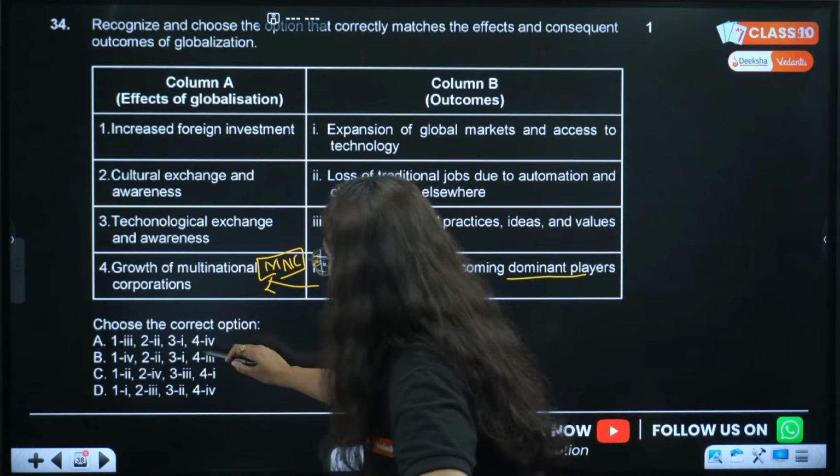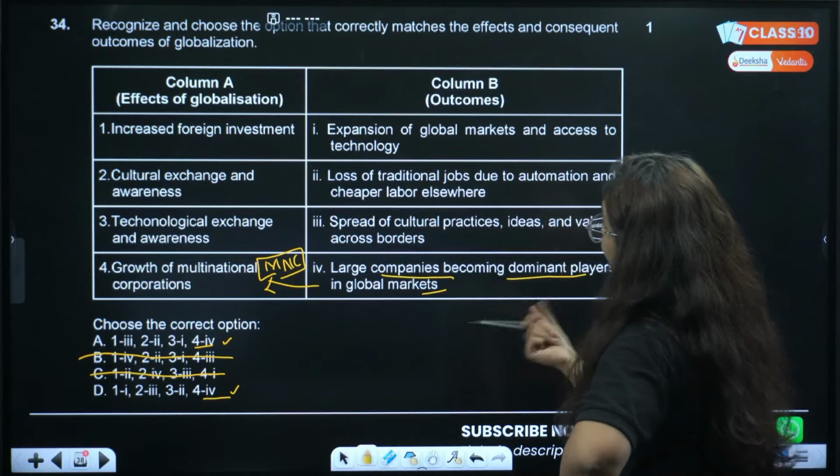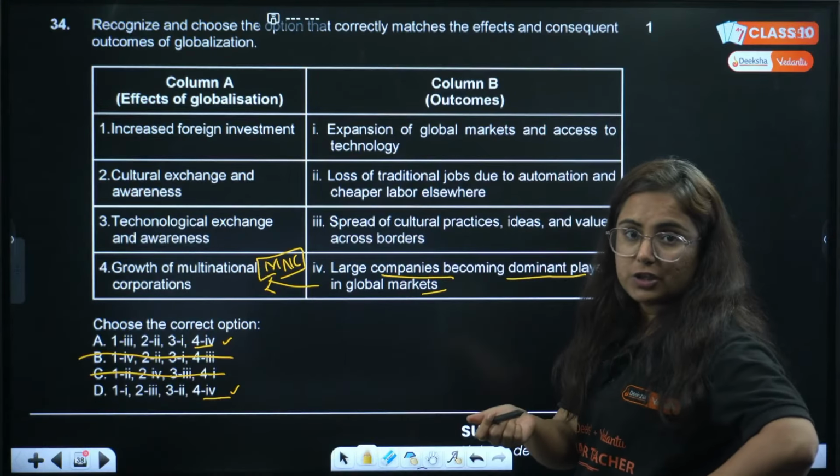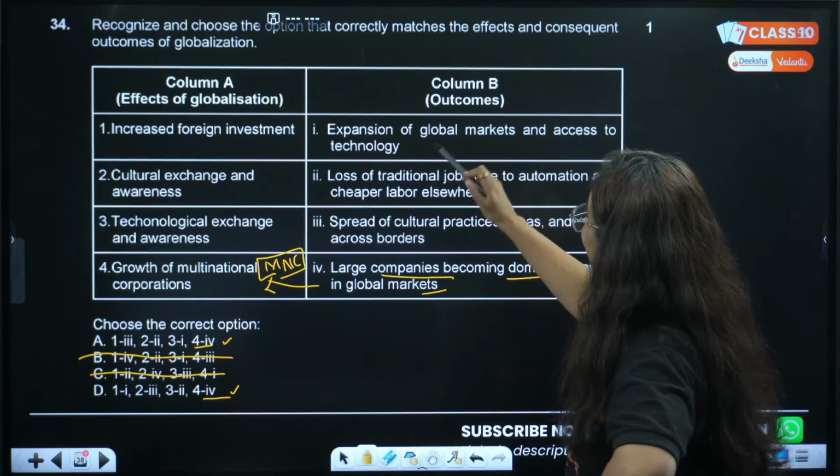In this option, let us remove this, let us remove this. Now let's move to technological exchange and awareness. Fine. When a person has more technological awareness, there will be expansion of global markets and access to technology? Yes. So it's 3, 1. Where do we find it? 3, 1. Okay, option A is very much correct, but we will read the others too.